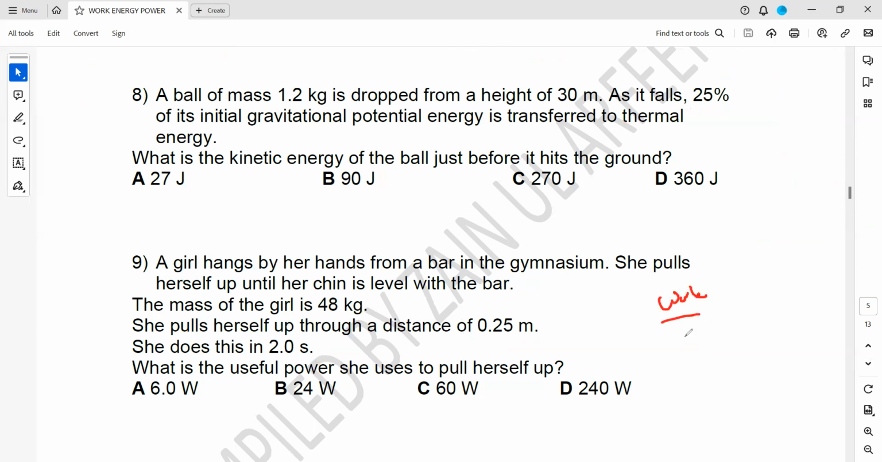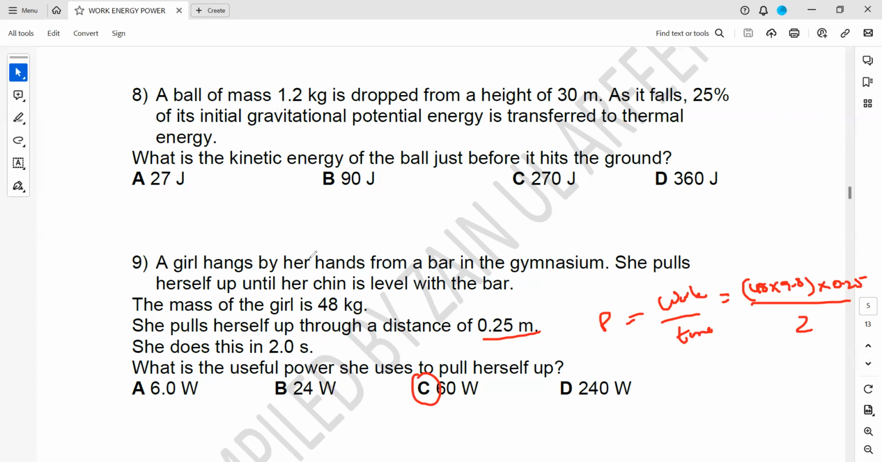Whenever you're lifting an object, because we need work over time, the work is equal to weight multiplied by height. So the weight is 48 times 9.8, and multiplied by the height, the distance she moved, that is 0.25, divided by how much time she took. She took 2 seconds to lift herself. So what's the answer? You will get about 60, or 60 joules per second, or watts.